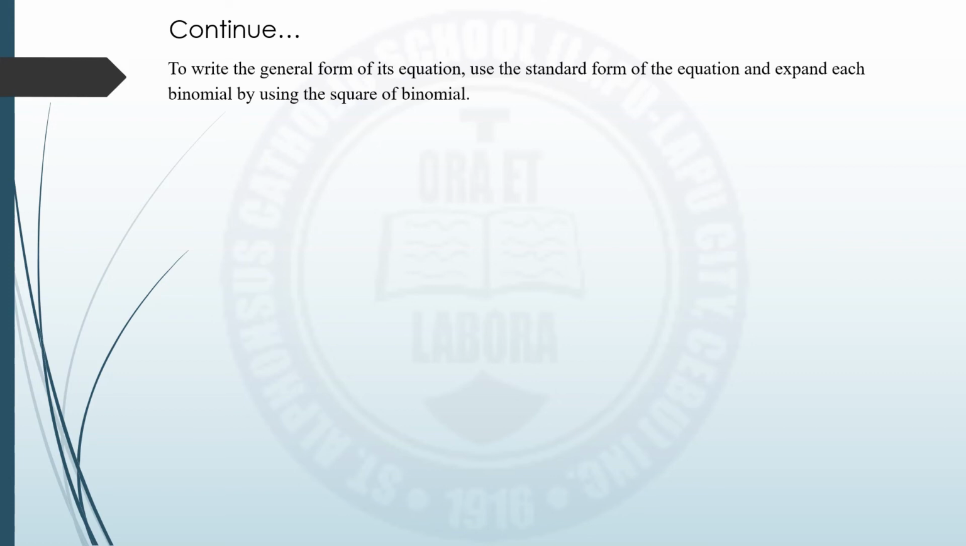To write the general form of its equation, use the standard form of the equation and expand each binomial using the square of binomial. So we have the quantity of x minus 5 squared plus y minus 5 squared equals 9. According to the concept of square of binomial, if we have this x minus 5 squared, its first term should be squared, this one. So we have x squared as the product of this square of binomial for the first term.